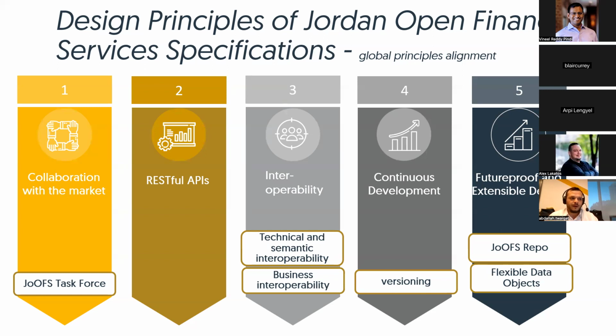For the continuous development, we are supporting versioning and all of that, a future-proof and extensible design. And how have we done that? In Jordan, we have followed the complex types, simple types, data structures. So for the accounts, in all of our APIs, it has the same definition, the same data structure, and the same data elements. So we have minimized the effort on the developer.